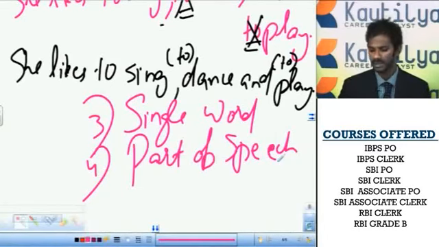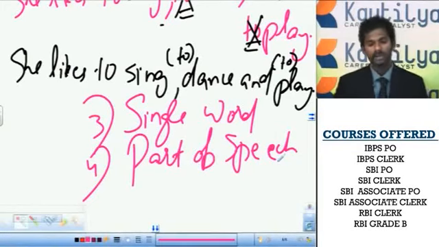I'll give you examples like conduct, right? The word conduct can be used as a verb, a noun as well as an adjective. It depends on the sentence in which that word appears. So one word can be used in different parts of speech, right?